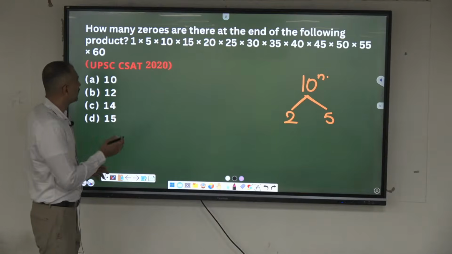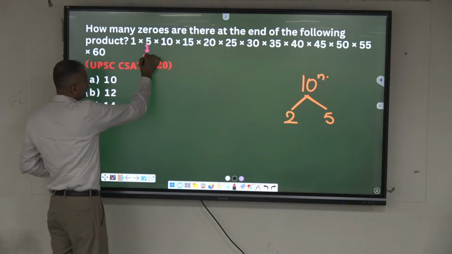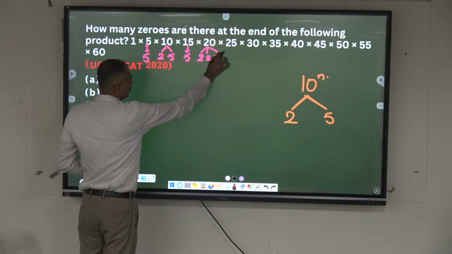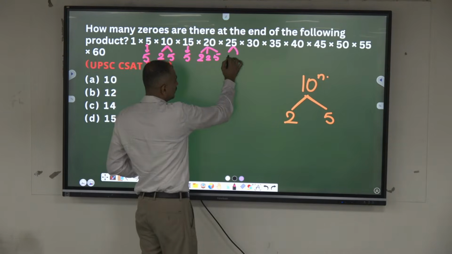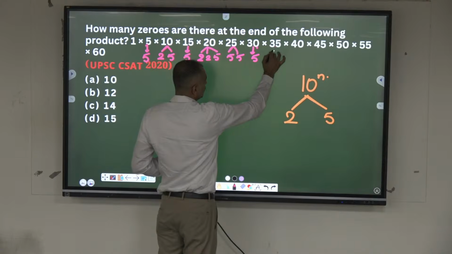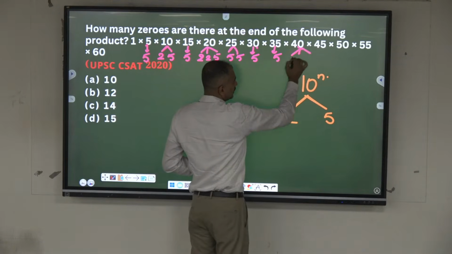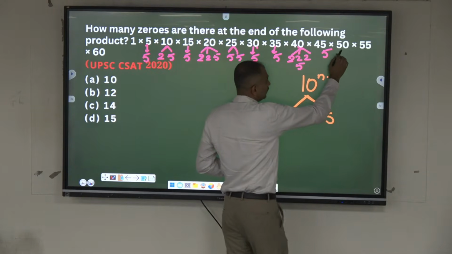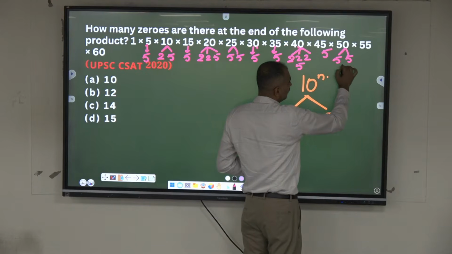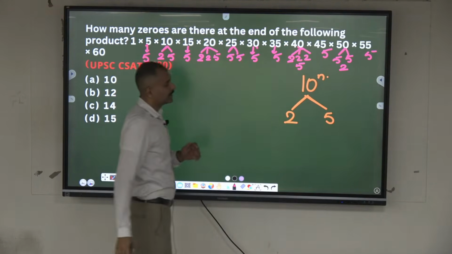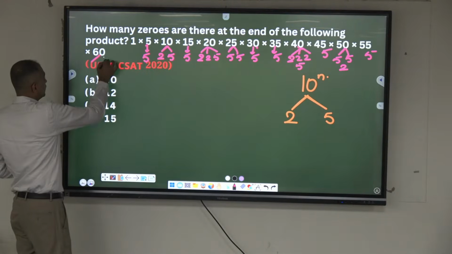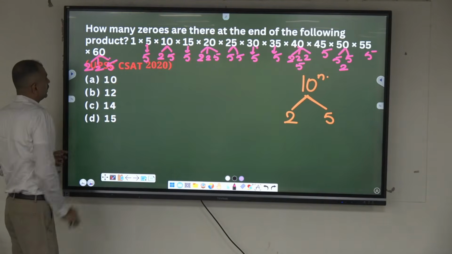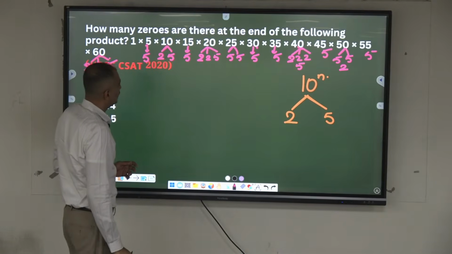There is a 5 here. This is 2 and a 5. Here there is 2, 2 and a 5. Prime factors: here there is 5 and 5. There is a 5 here. There is a 5 here. Here it is 2, 2 and a 5. There is a 5 here also. 25 into 2, so 5 into 5 into 2. This is a 5. 60 can be written as 4 into 15, 2, 2 and a 5. Count how many 2s, how many 5s are there?